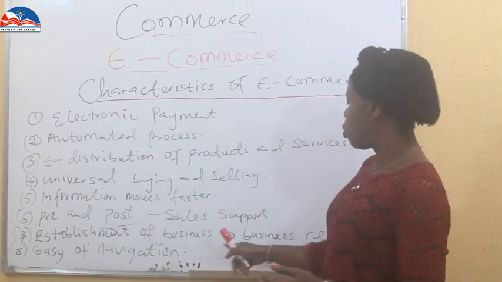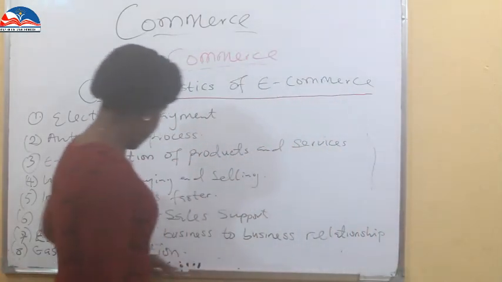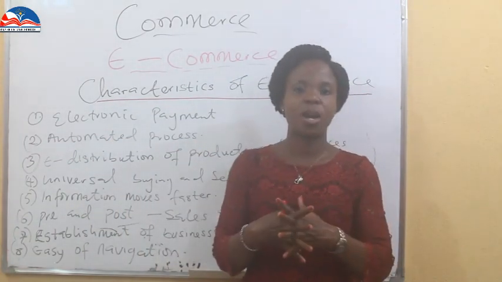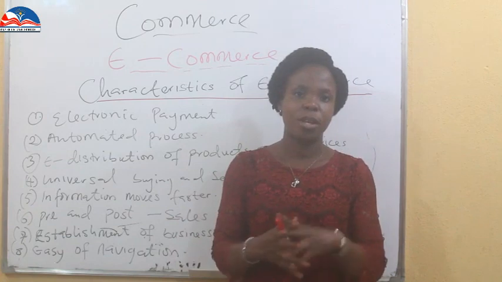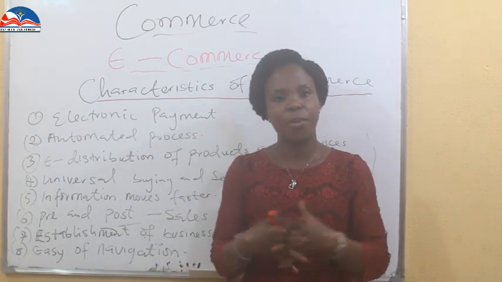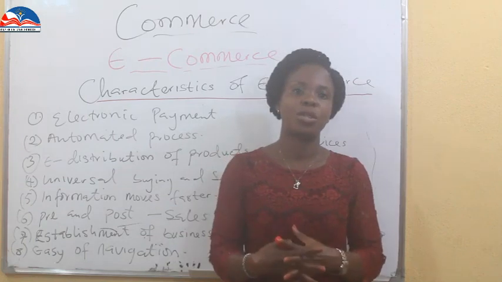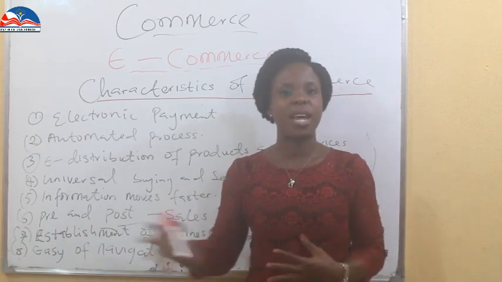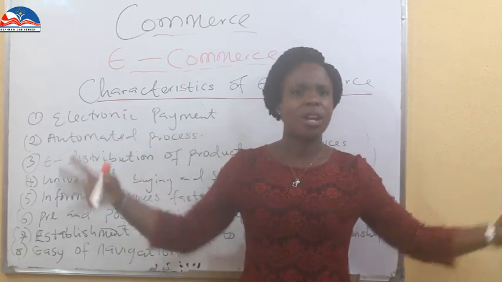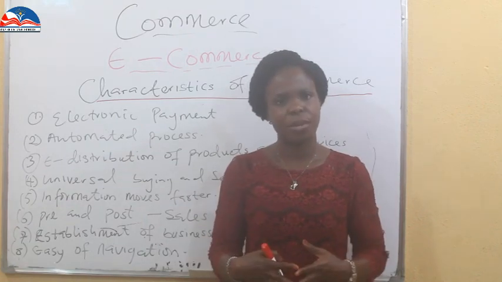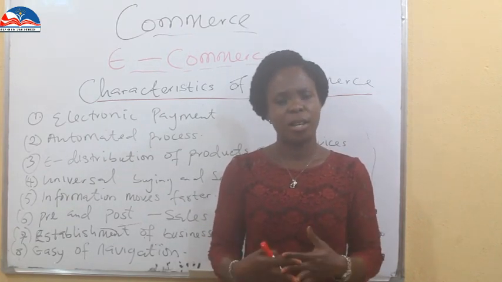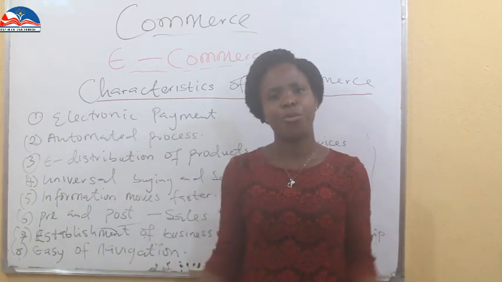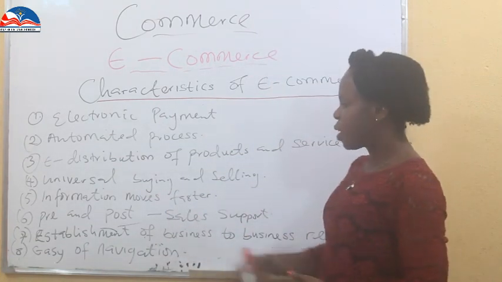Then the next one is establishment of business-to-business relationship. Businesses online have this mutual kind of relationship. Influencers have collaborations. Businesses have collaboration. We do affiliate marketing. You can market for me, I can market for you. So businesses do a lot of things among themselves. This relationship fosters and makes business grow and move faster. So e-commerce does this.